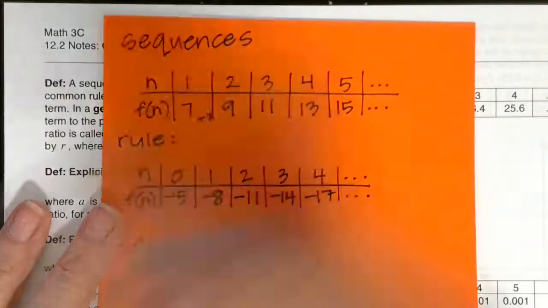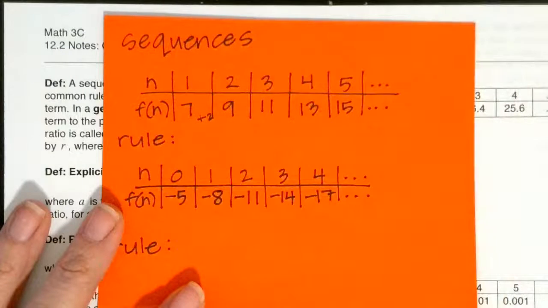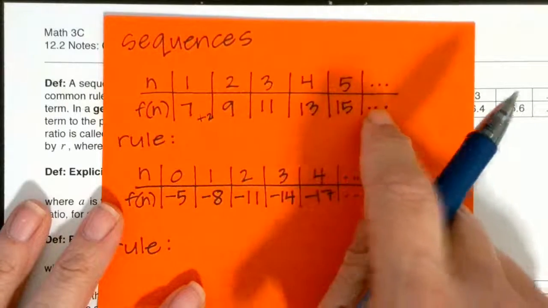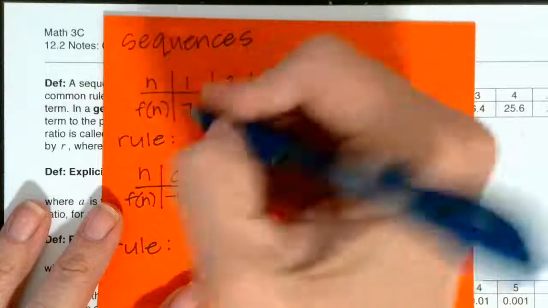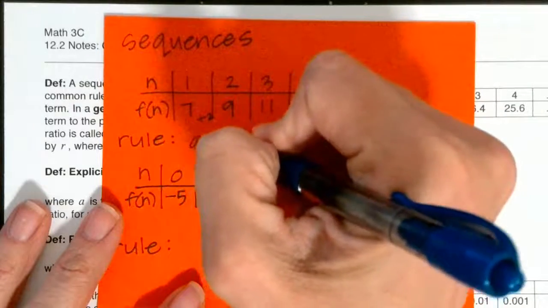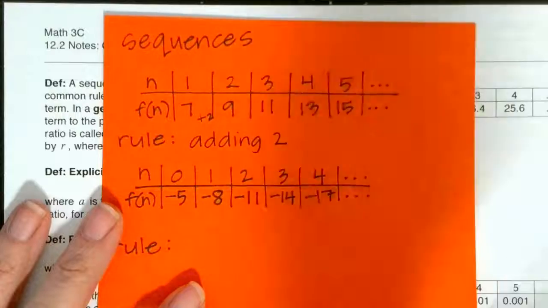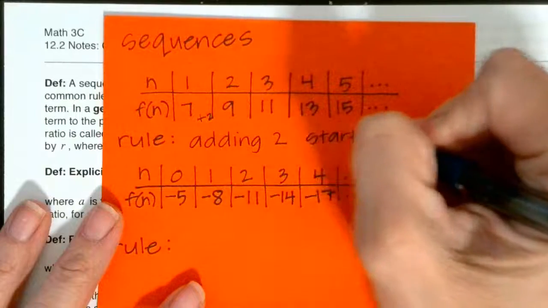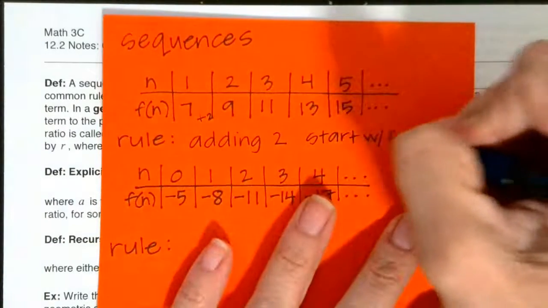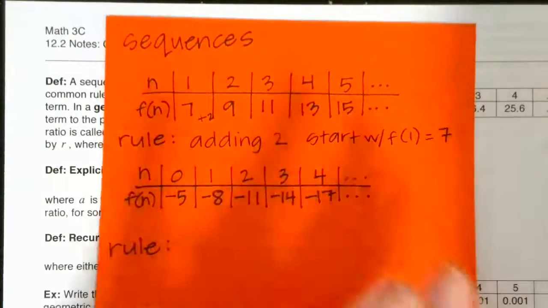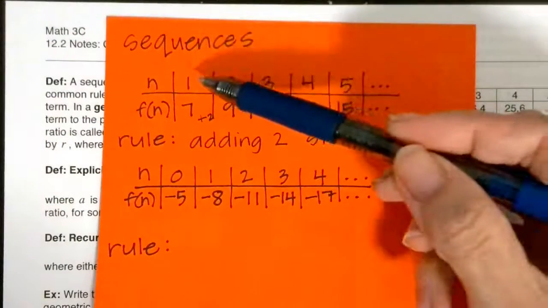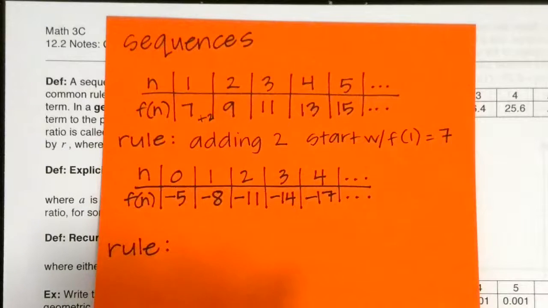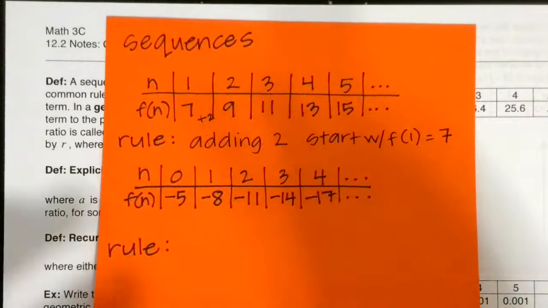So what do you notice is the common rule? What's the pattern? So if you see I already put a +2 here, these are all increasing by 2. So the rule that we see going on right here is that we are adding 2. Well, we just need to be really careful too that we start with f of 1 equals 7. So that's just a fancy way of saying the value of our first term is 7. Okay, so I'm not actually writing the equation right now, we're just practicing recognizing the pattern. Okay, so let's go to the next one.